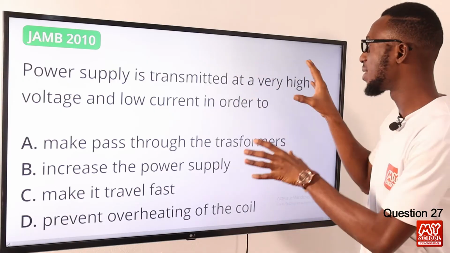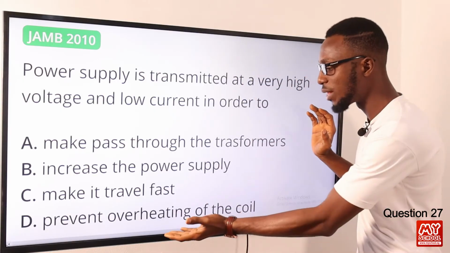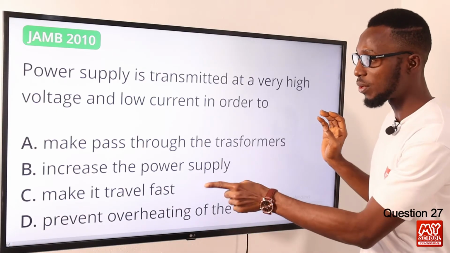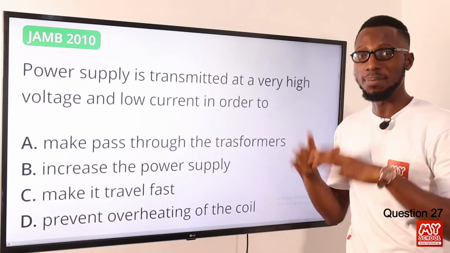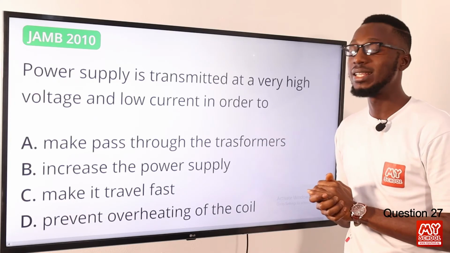So basically, what I've just said can be well packaged in option D. Power supply is transmitted at a very high voltage and low current in order to prevent overheating of the coil. So the most appropriate option here is option D, to prevent overheating, the loss of energy or loss of power in the form of heat. So option D is the correct option.